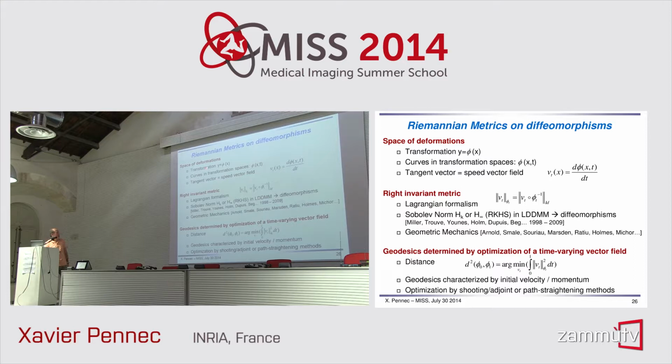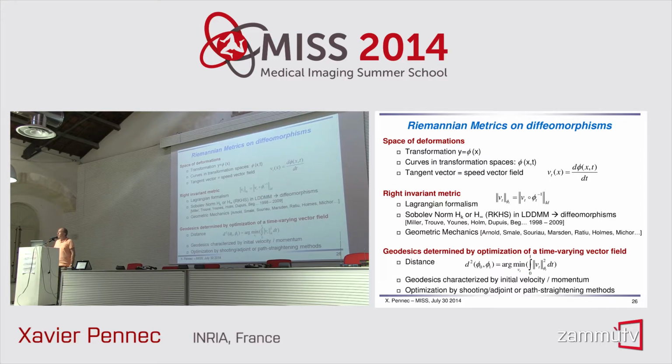But basically we take the space of transformations, and a curve in the space of transformations would just be a transformation that depends on the point, but also on the time. Okay, the time here is just the arc length parameter of your curve, if you want. Now, what is a tangent vector? That is the derivative at a point of a curve. So it's basically the derivative of a time-varying mapping, so it's a speed.